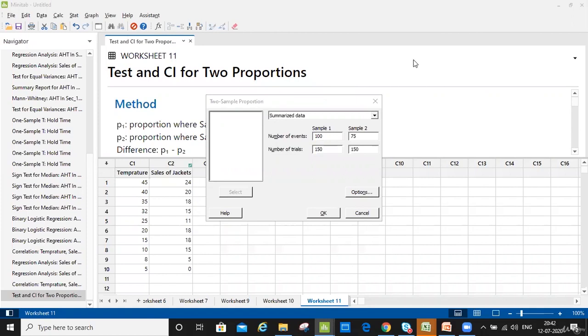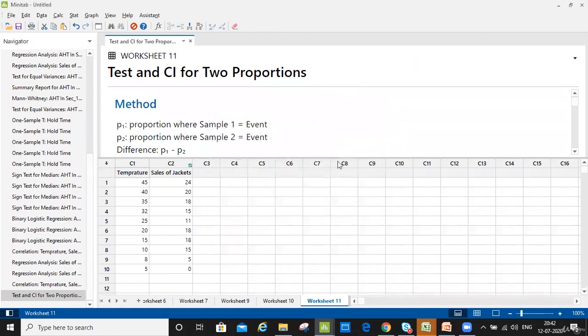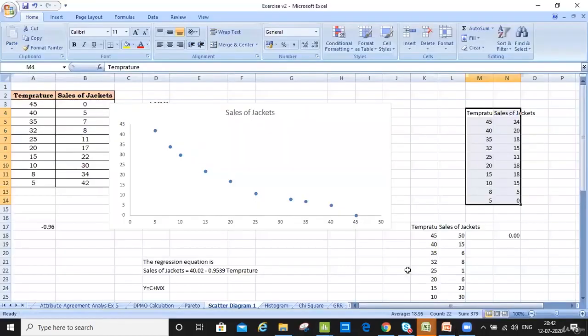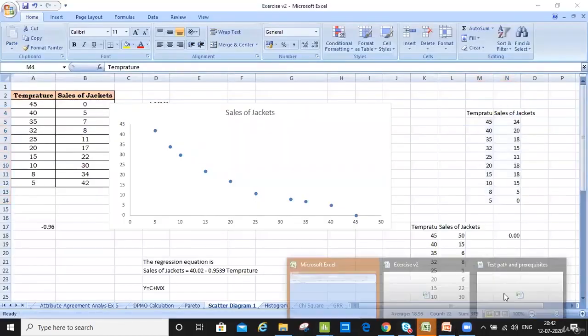Okay, so we have done the two proportion as well. Sorry.